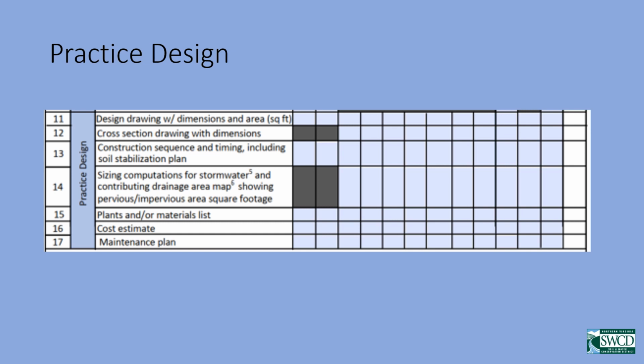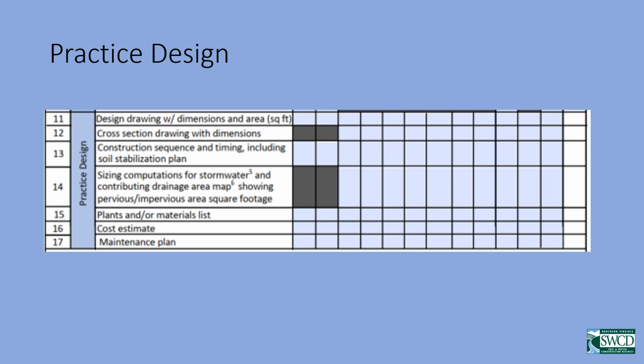We need dimensions to show us how big it is and be able to calculate a square footage area for many of them. Most of them will also need a cross-section, especially any project that is going to be infiltrating water or accepting a flow of water. We need to see how that water is entering the practice and how it's exiting.